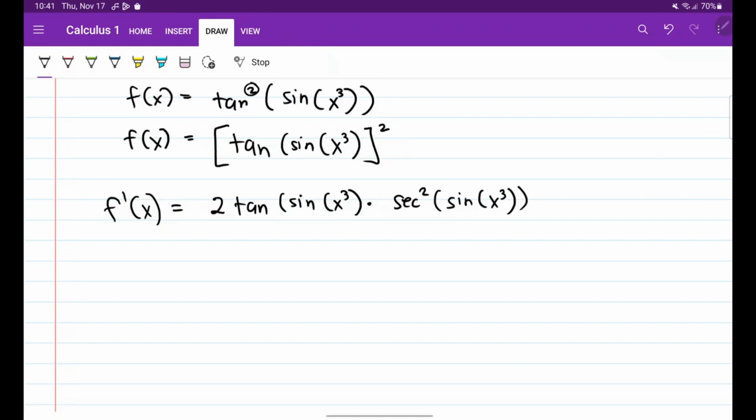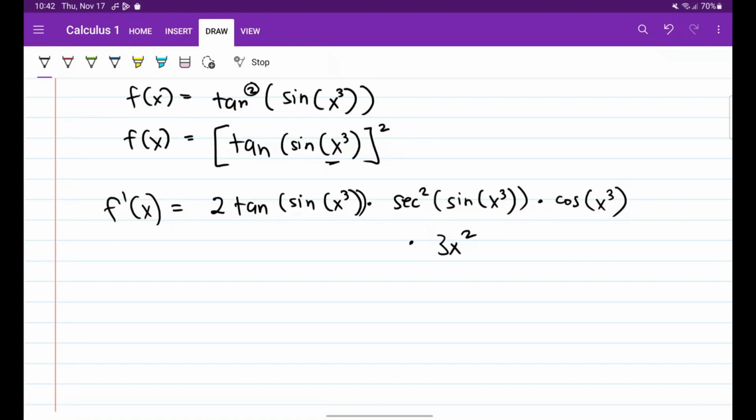Okay? And then, yung derivative naman ngayon ng sine. Derivative ng sine is cosine. So, cosine of x cubed times yung innermost is x cubed. So, this is just 3x squared. So, yung derivative ng tan squared sine of x cubed is 2 tan sine x cubed times secant squared x of sine x cubed times cosine x cubed times 3x squared.